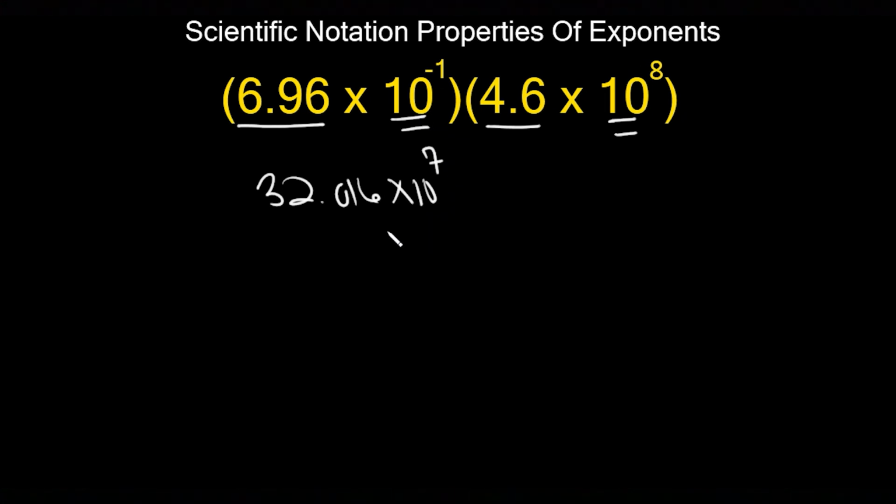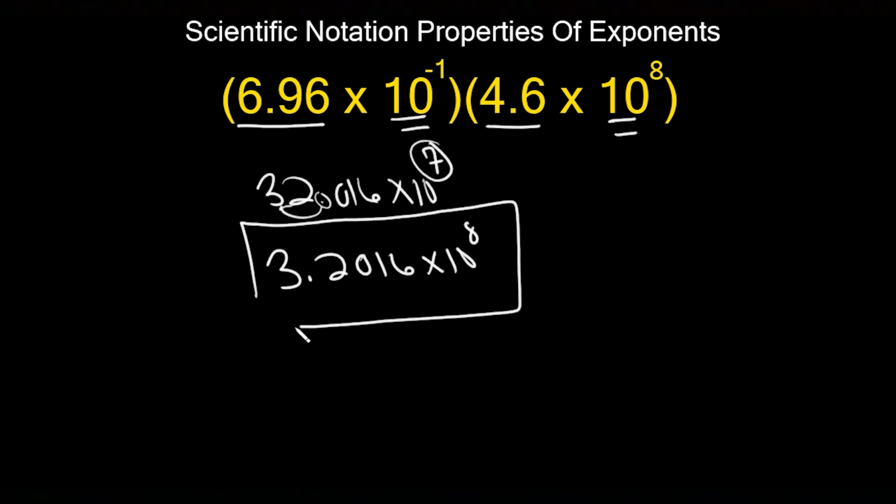And now from here, how do I write my final answer? Well, again, I have to take this decimal point and move it 1 to the left, okay? Meaning that's going to increase the value by 1 on my exponent. So now I'll have 3.2016 times 10 to the 8th power, okay? And that's going to be it right here. We're done, all right? So again, my m value here is greater than or equal to 1 and less than 10. I'm all set. All right, let's go ahead and try another example.